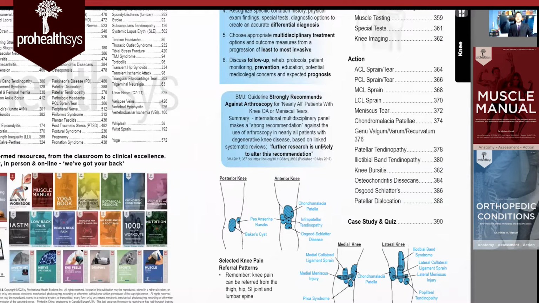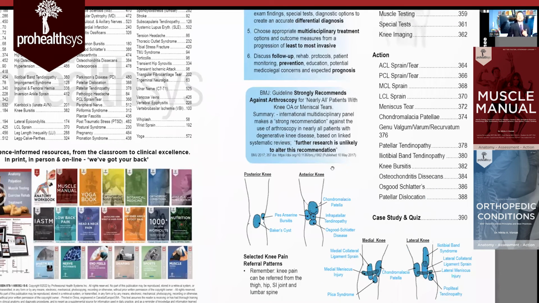But I hardly ever cite an article directly. I shouldn't say that. We do that fairly regularly, but this one in particular from the British Medical Journal strongly recommends against arthroscopy for nearly all patients with knee OA or meniscus tears. And this article was so well written, the strong recommendation against actually suggests that further research is unlikely to alter this recommendation. So when you have a respected group of researchers that make these kind of statements, they tend to affect all of our medical outcomes.